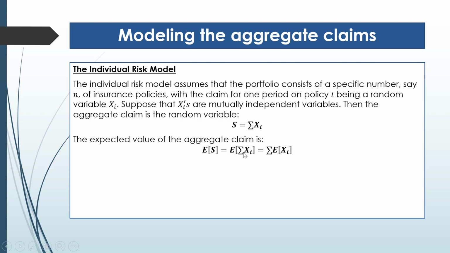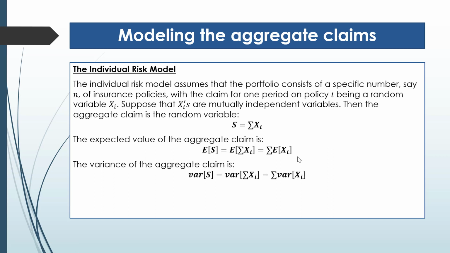The expected value of the aggregate claims is E of S, the expected value of the summation of Xi. This is equal to the summation of the expected value of Xi. And the variance of the aggregate claim is the variance of the summation of Xi, which is equal to the summation of the variance of Xi. If the expected value of Xi is mu and the variance of Xi is sigma squared, then the expected value of S is n mu and the variance of S is n sigma squared.